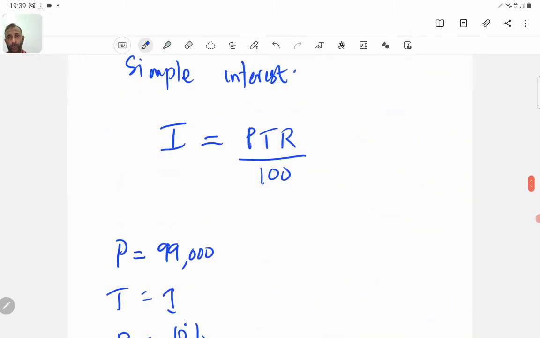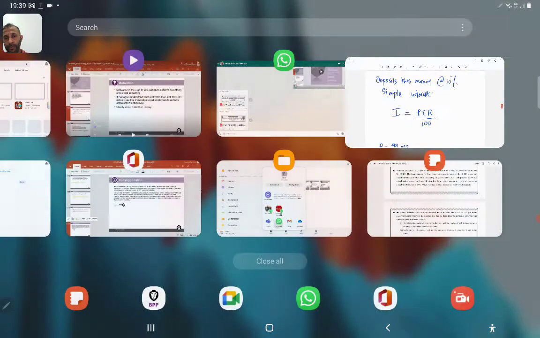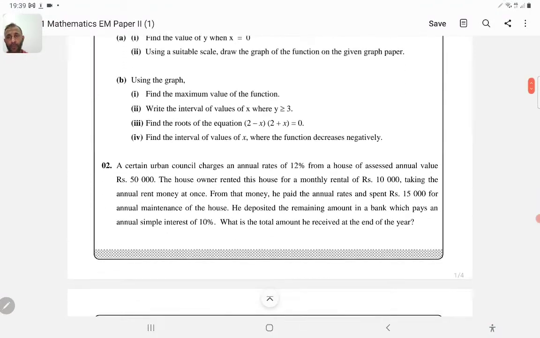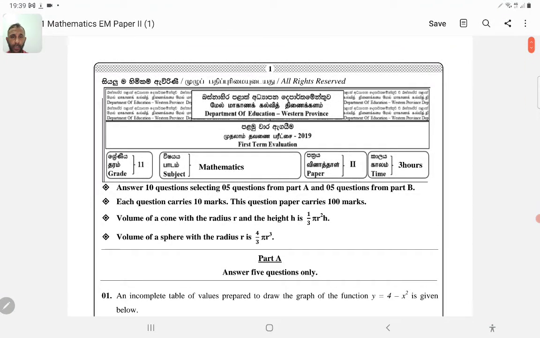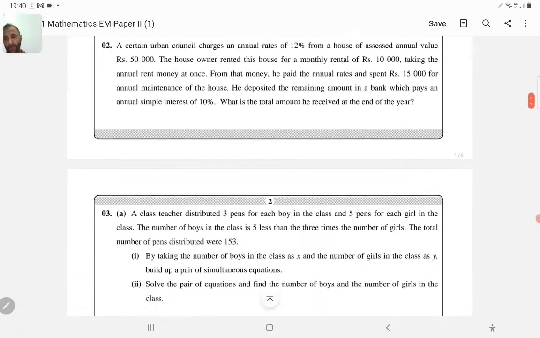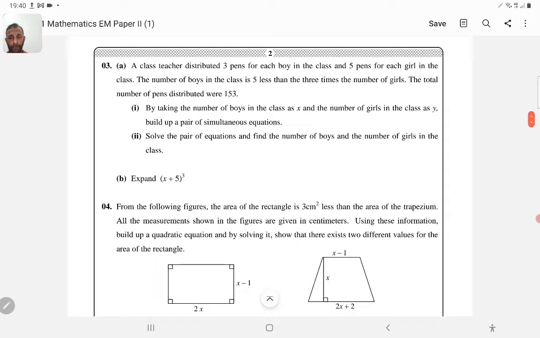I believe this question is very clear for all of you. This is question number 2 from the Western Province Department of Education, paper 2, part A. Now we will move on to question number 3 and discuss that as well.